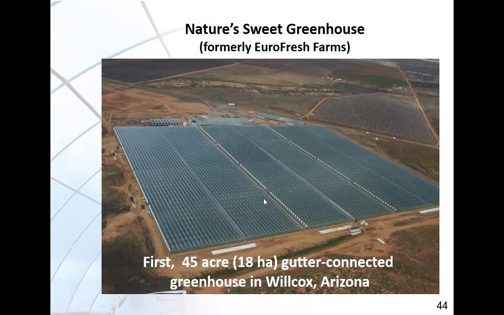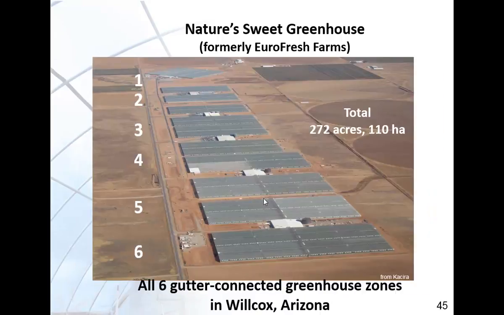This is one block equivalent of 45 acres of gutter-connected greenhouse. This is the Dutch glass design. When put together after the number 2 through number 6 zones were built at the Nature Sweet greenhouse site, a total of 272 acres, we see that ultimately the final size, number 6, was about 55 acres, centered around a building in the middle here for a packing area, a transplant area, and a shipping receiving area.